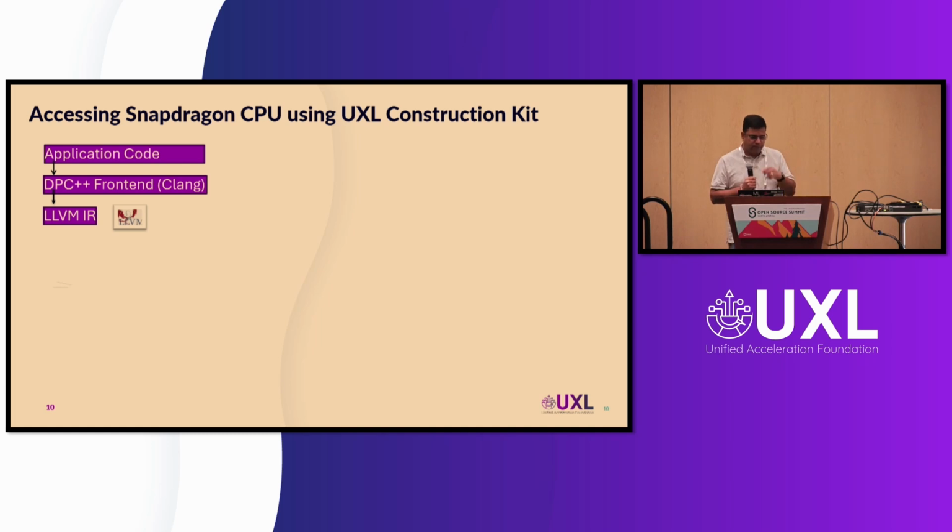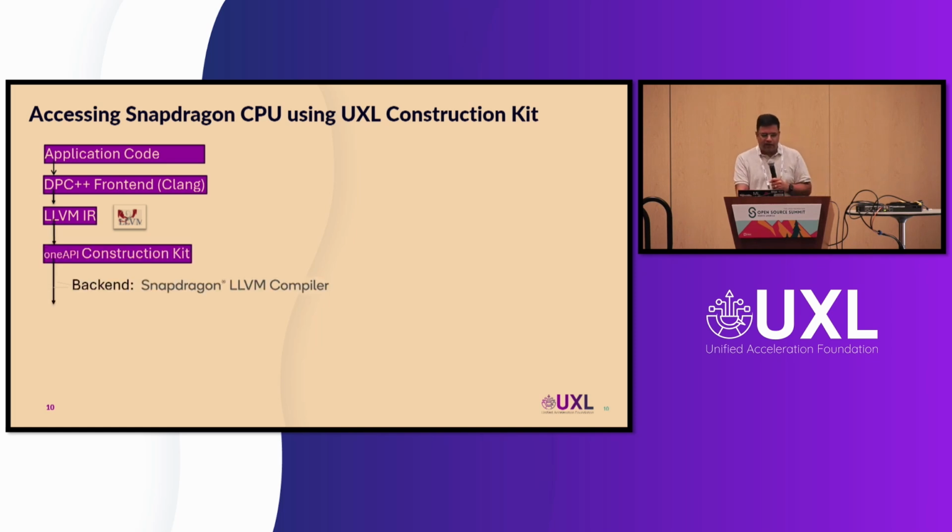First, we started with the application, and there was a question how you convert that into your LLVM. We use the DPC++ front-end compiler Clang. We set that up, so we have LLVM IR, which was generated. Then we use the oneAPI Construction Kit. And when we were doing the setup, and I will show how the flow should be done on our device, we use the Snapdragon LLVM compiler, which can ingest the LLVM IR which is generated. Again, this API level will be the same. DPC++ will be the same across different IPs.